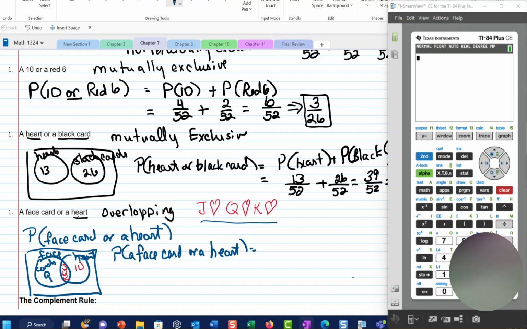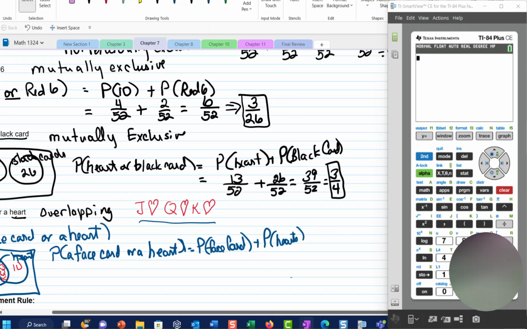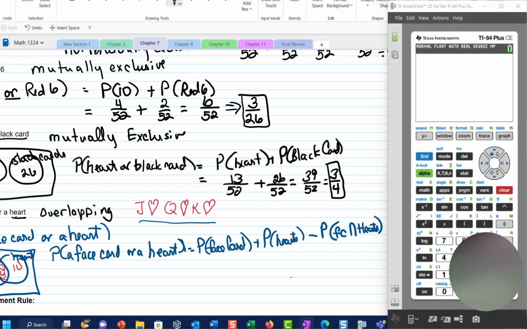So we're going to have the probability of a face card, plus the probability of hearts, minus the probability of cards intersect hearts. We don't want to add them twice. We only want that 3 to come out one time rather than 6 total if I count it twice.